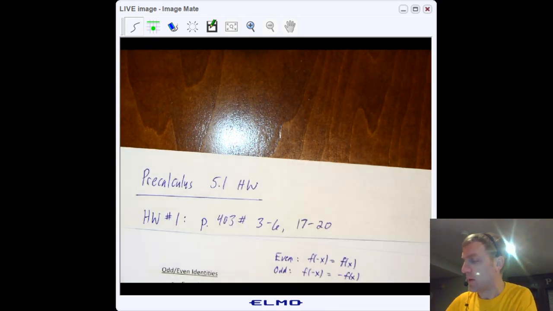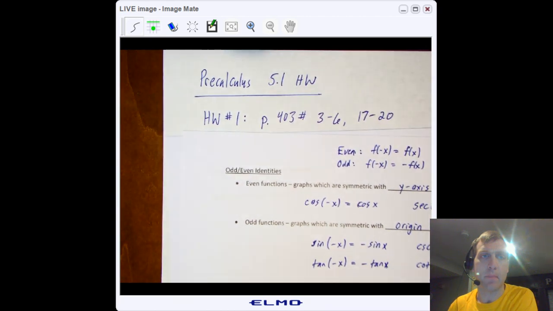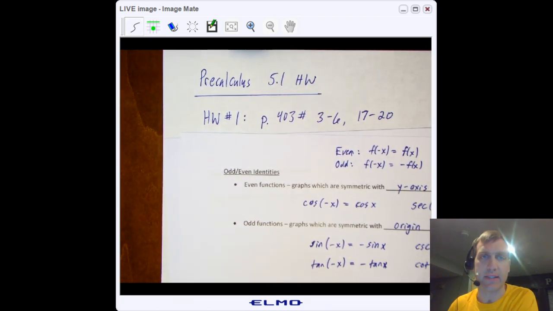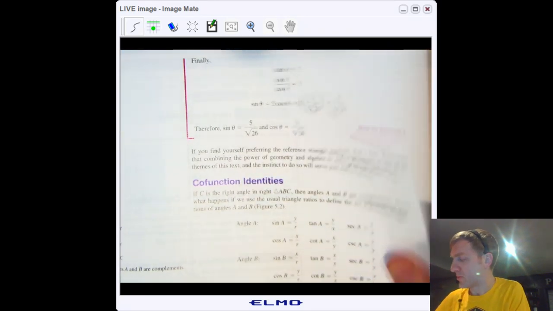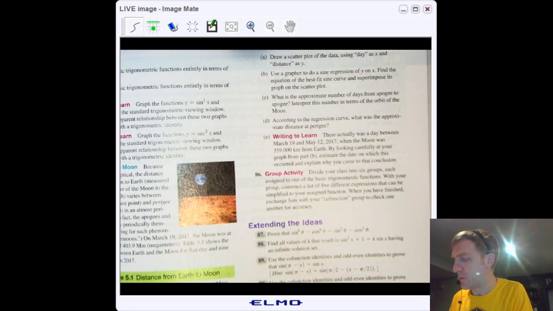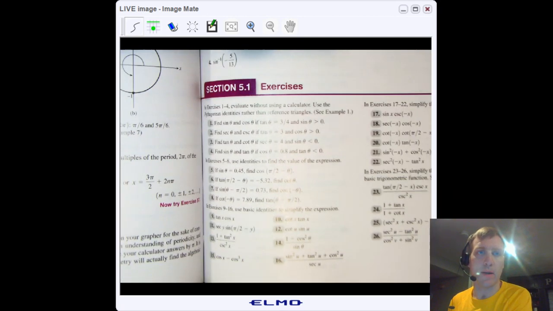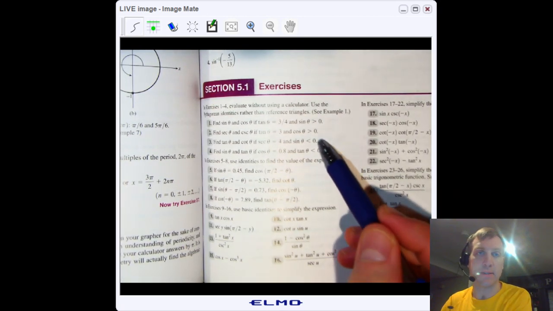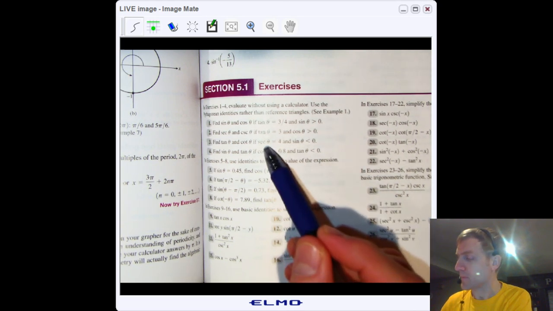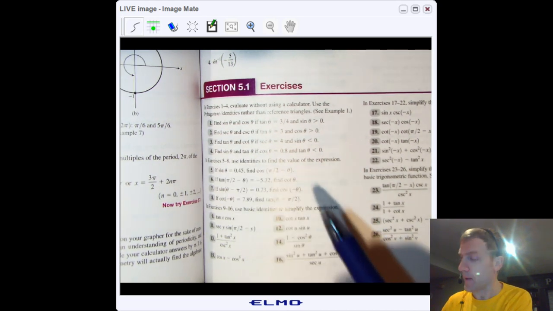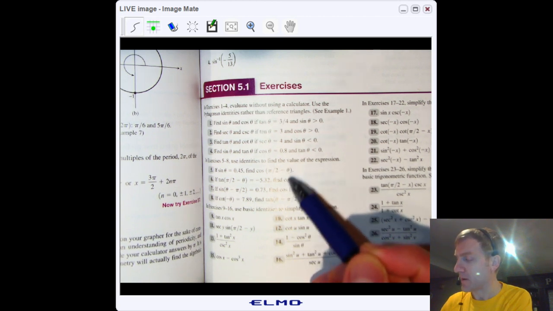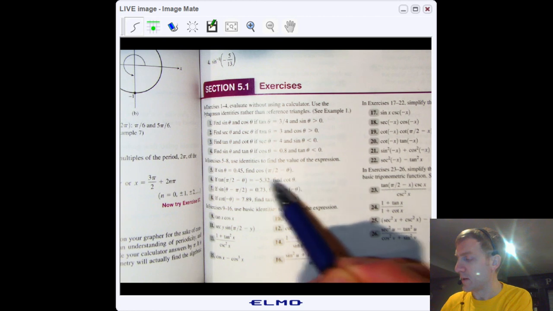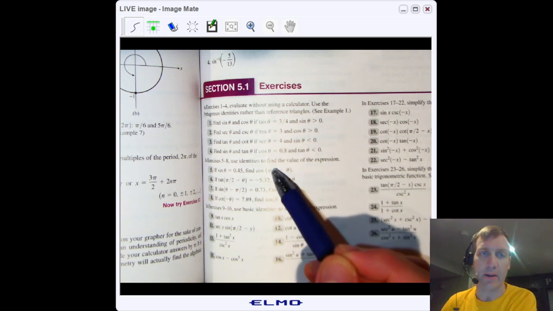So that's going to bring us to the first homework assignment I want to give you from the textbook, right here, page 403, 3 through 6, and 17 through 20. Let me just walk you through those in the book. Oh, it was 403, I'm sorry, not 406. Okay, so here we are. 3 and 4, as I said, is just like example 1. It gives you a trig function. Find two others using the identities. 5 and 6 are very similar to example 2, where you're going to use some combination of cofunction and odd or even identities to solve those.